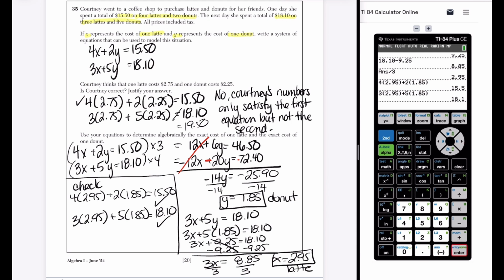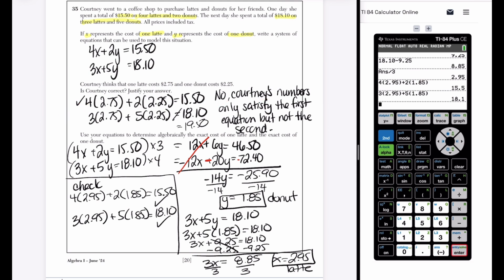So they're looking for 1, can you write these 2 equations? So we get points for that. Can we get this here? Do we have, is this true, yes or no? And can you justify your answer? So you had to say no and justify. So this is another place to get 2 points.